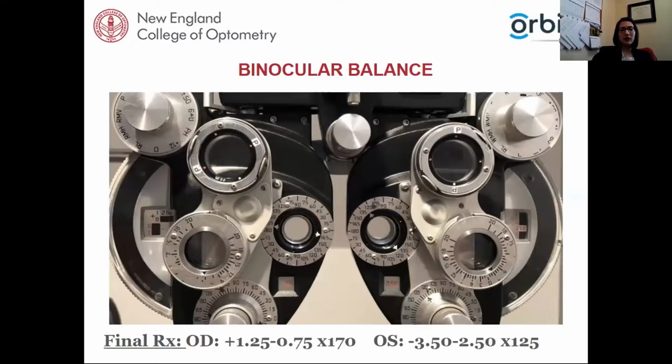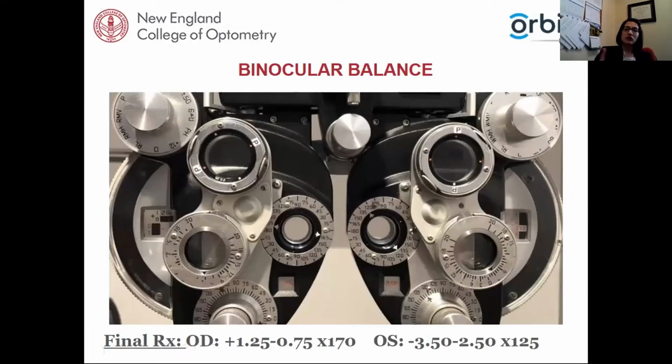And so in our example, we reduced the plus power that we had added to start this binocular balance. And so we end up with +1.25, -0.75, axis 170 in the right eye, and -3.50, -2.50, axis 125 in the left. And that's our final prescription.